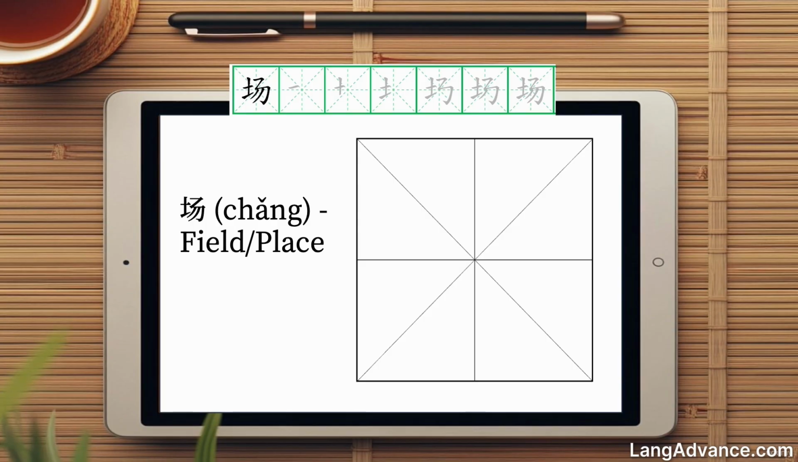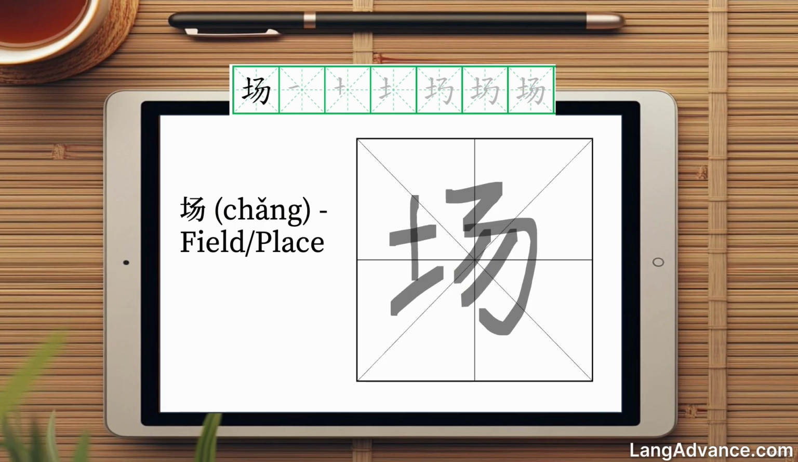So let's see. We have the mini 土 and we have the second part. There are three parts. We have the vertical. We have the top part that looks like a 7. And then we have the bottom part. Let's break it down and write them.